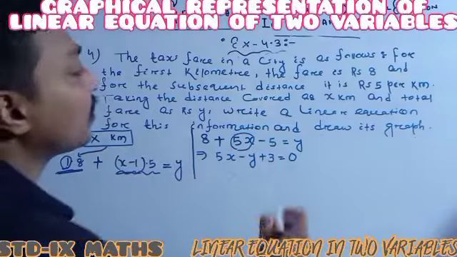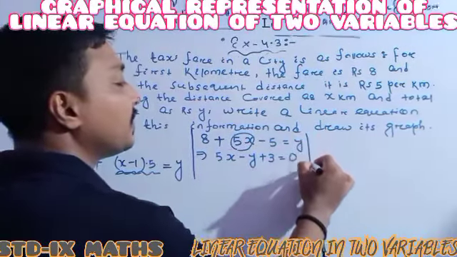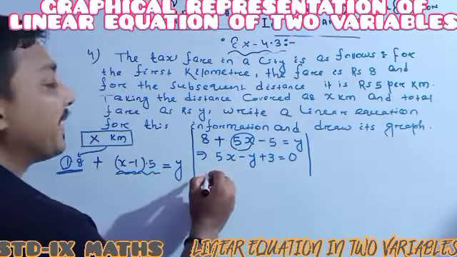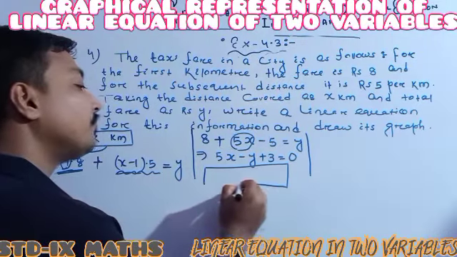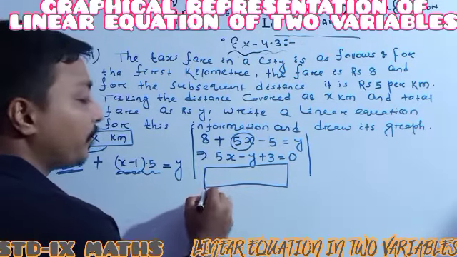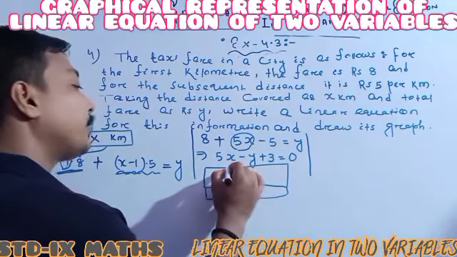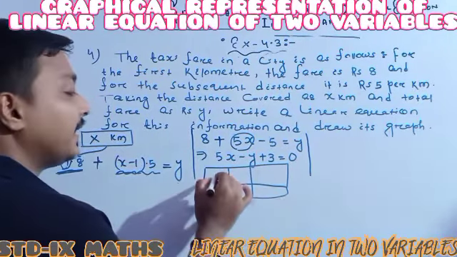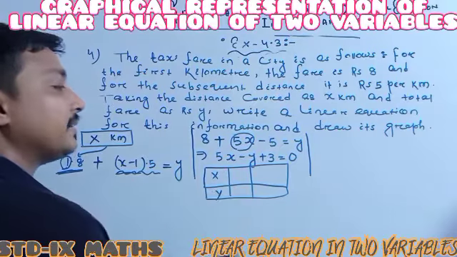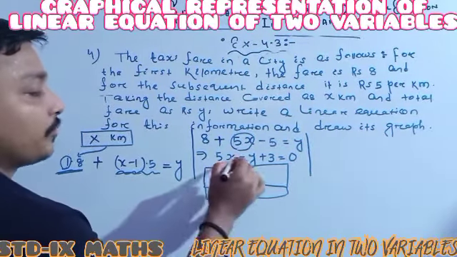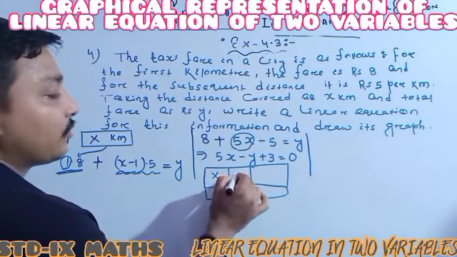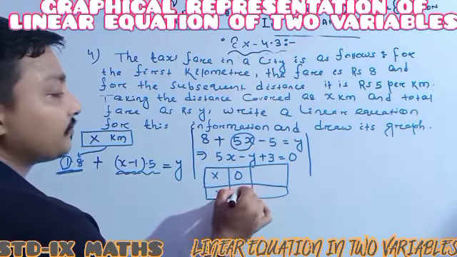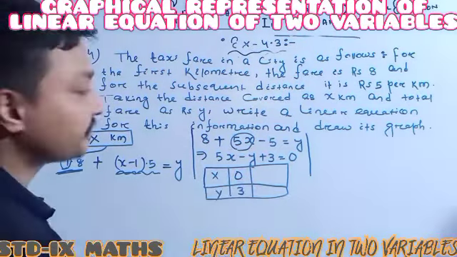So how to draw the graphical representation? Before we do the graphical representation, first we must formulate the table. Here we are formulating the table, here it is x, here it is y. Suppose we put x equal to 0. On putting x equal to 0, y becomes 3.